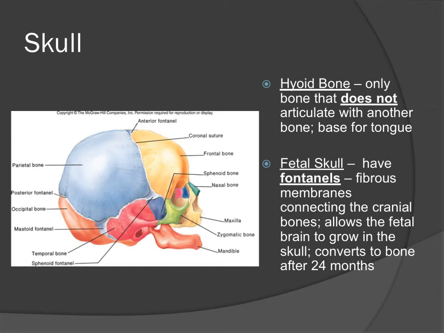The fetal skull fontanelles, I've mentioned those to you back when we were talking about how the fetus goes from cartilage to bone. But our fetal skull have fontanelles. These are fibrous membranes connecting the cranial bones. It allows the fetal brain to grow in the skull. Obviously, in that first year of life, the brain expands and grows, and we need those soft spots, which are the fontanelles, which are the open areas where the skull has not fused together. We need those so our brain has room to expand and grow. And then also, of course, another reason that we have fontanelles is to allow for the fetus to come through the birth canal.